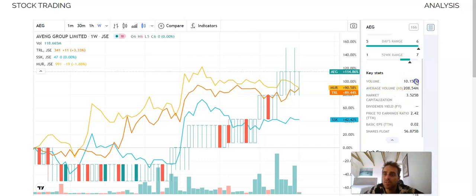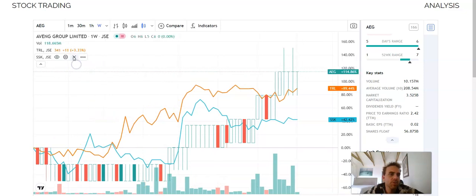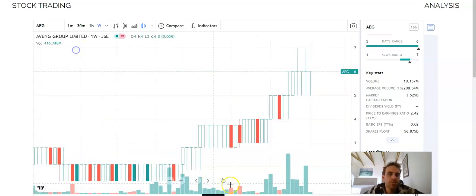The volume has been fairly high over the last short period. This is the 10-day volume. Not too sure what this volume is. So we see people have been quite active. Let's just remove Murray & Roberts, SSK, Trellidor. So here we're seeing the volume. So we see a great increase in volume here, which could mean that the stock is ready for a bear move.